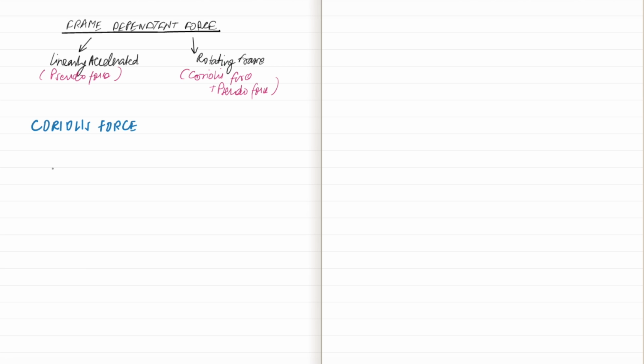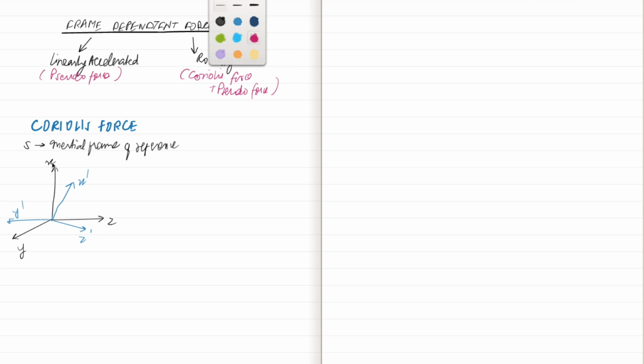So suppose we have an inertial frame of reference x, y and z. Let's write it as S. S is the inertial frame of reference. And let's take a non-inertial frame of reference having the same origin and which is rotating with some angular velocity omega. So let's draw that frame of reference: x dash, y dash and z dash. So this frame, suppose it is rotating along this x-axis. So this frame of reference S dash is rotating with some angular velocity omega.